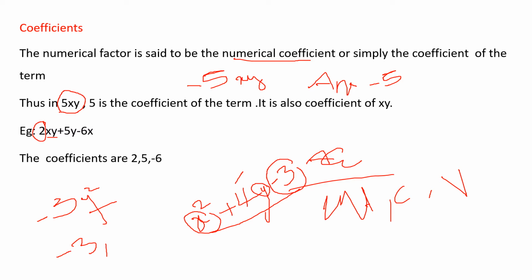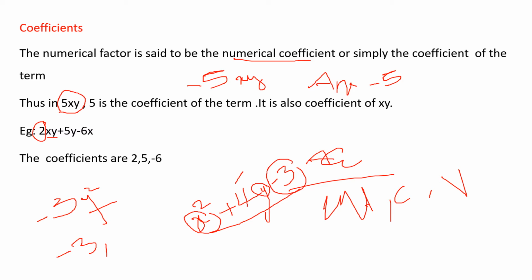So 5 is the coefficient of the term and 5 is also the coefficient of xy. I am writing one expression: 2xy plus 5y minus 6x. Write the coefficients from the expression. For xy, what is the coefficient? 2. For y, what is the coefficient? 5. And for x, what is the coefficient? You should write minus 6, because it's a negative number, so you have to note the minus symbol. Okay, now you understood, children, what is coefficient.